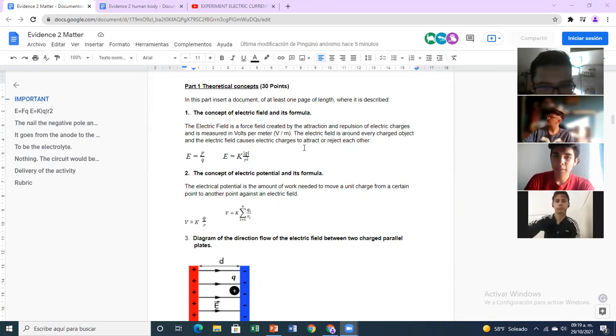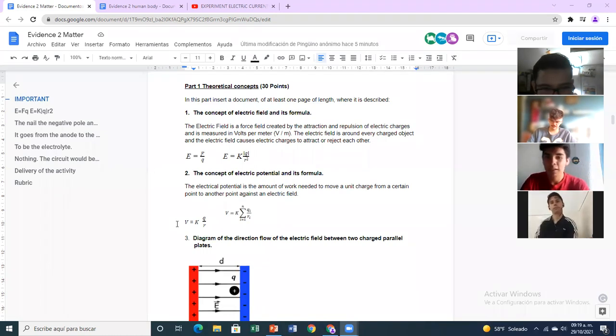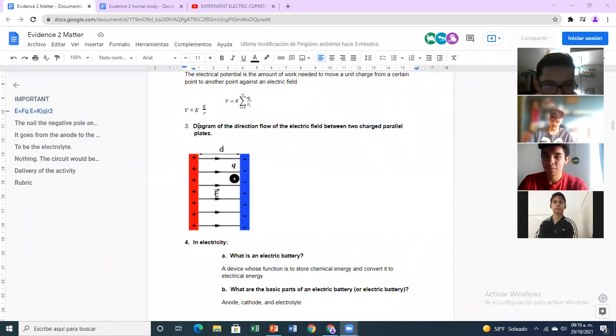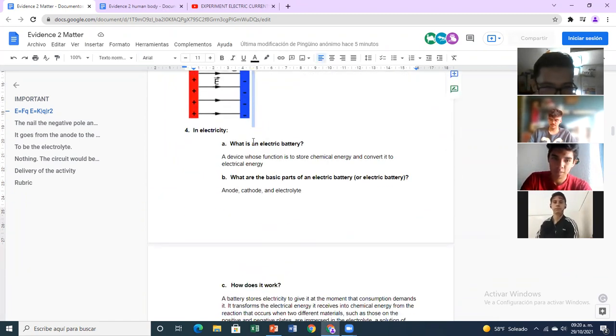The second concept is electrical potential and its formula. The electrical potential is the amount of work needed to move a unit charge from one point to another point against an electric field. And this is the formula. The third one is the diagram of the direction of flow of the electric field between two charged parallel plates.